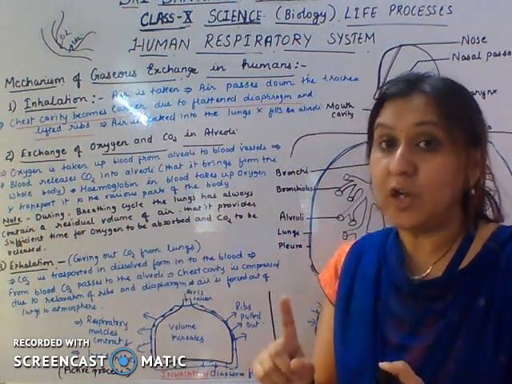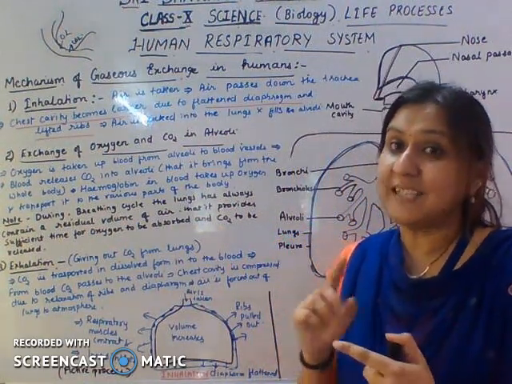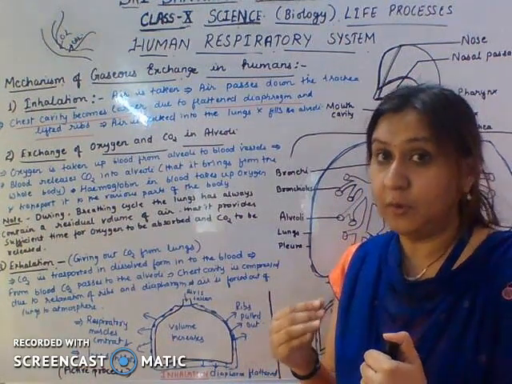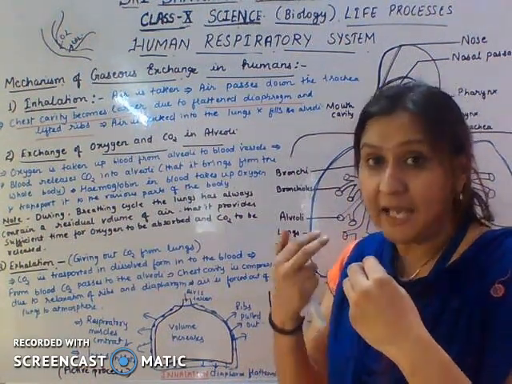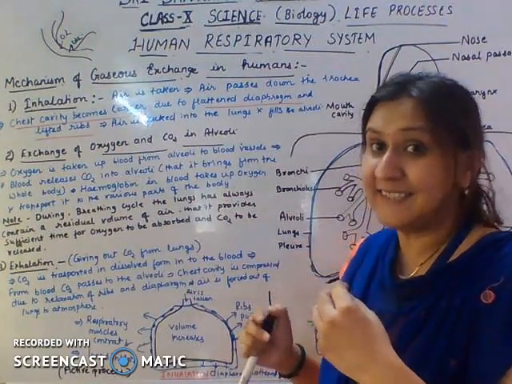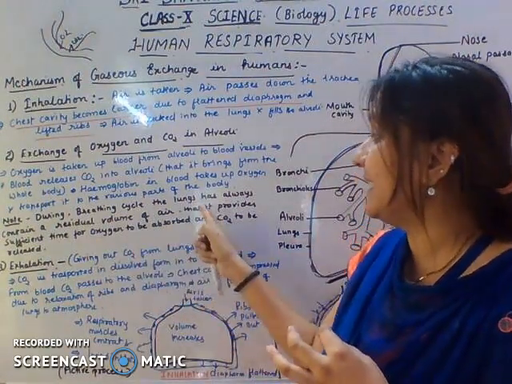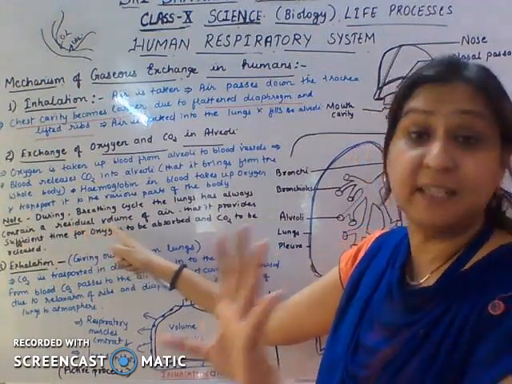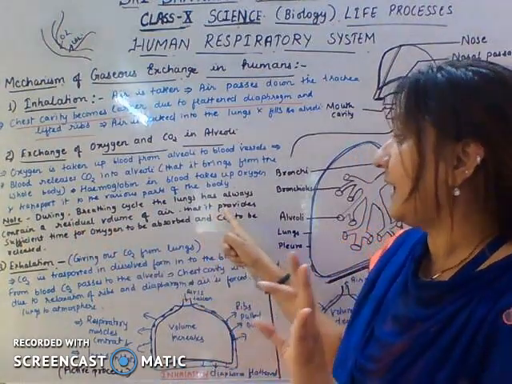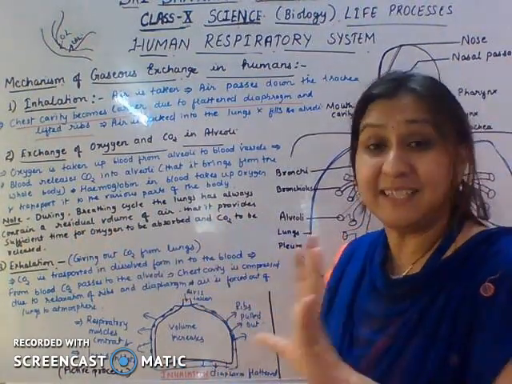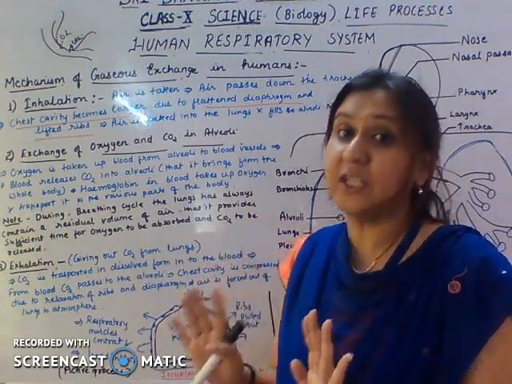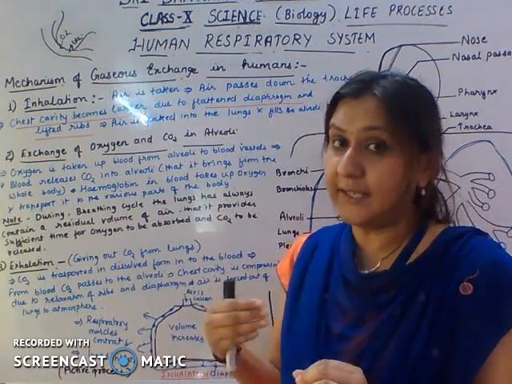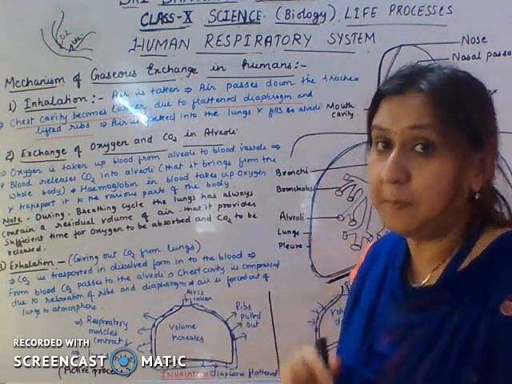You have to note one point: the lungs always carry a residual volume. It gives proper time for oxygen to come in and carbon dioxide to be exhaled out. During the breathing cycle, the lungs always contain a residual volume of air, which provides sufficient time for oxygen to get in and CO2 to get exhaled out of the body.